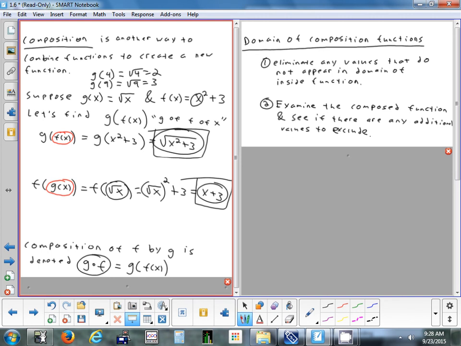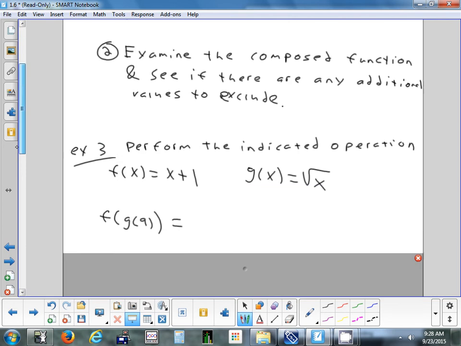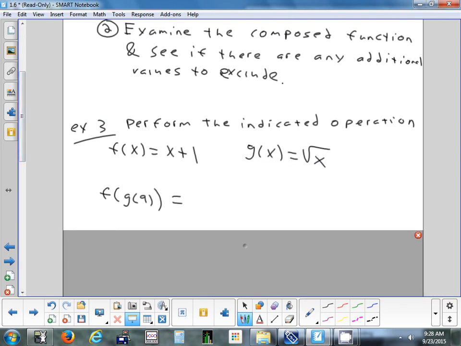So we'll try a couple examples. There's 2 functions, and let's practice with just a number first, just to make sure everybody understands how we're plugging stuff in again. This says to find f of g of 9. So start on the inside, g of 9.